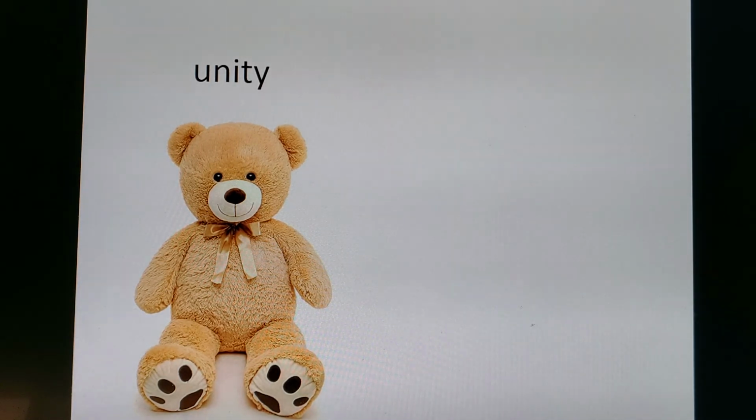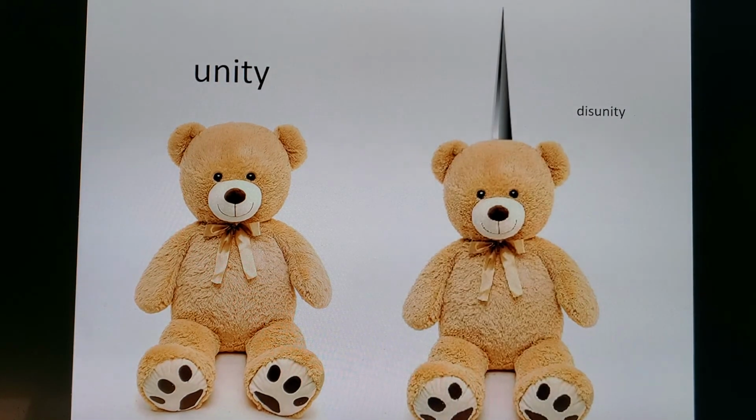Everything fits together. Now, if you found this same design and it had a sharp metal horn sticking off the top, it would have disunity. Got that? The horn doesn't belong. This whole thing is soft and round and cuddly looking, and then you get this sharp metal horn sticking out of it. It doesn't make sense. It has disunity.